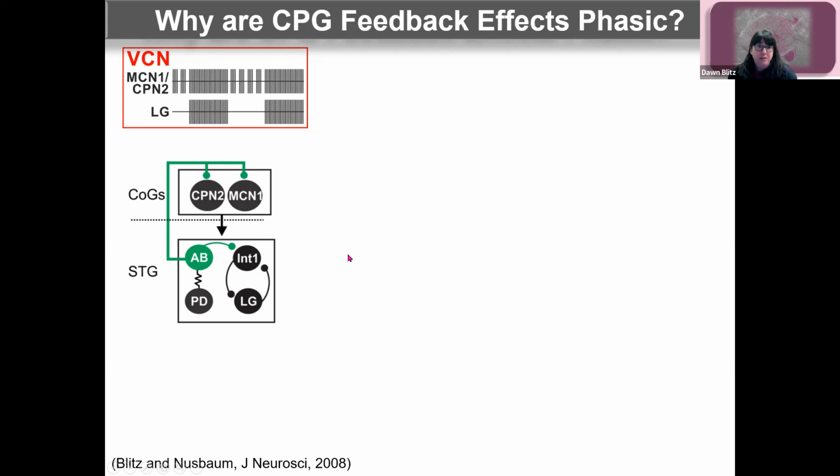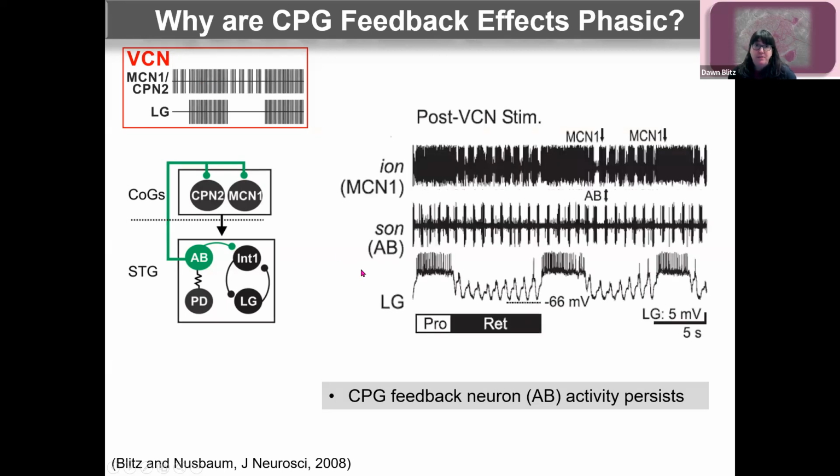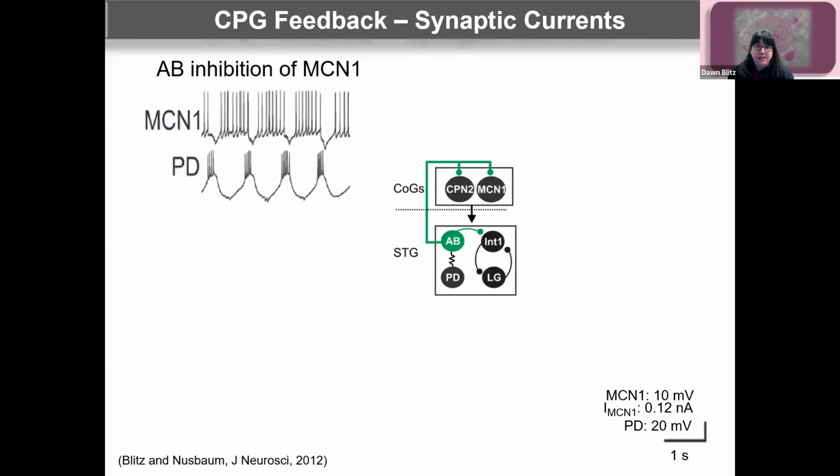And I can tell you that it's not because AB is turning off. So this is just a recording of AB in the SON. And during both retraction, when there is pyloric timing in the projection neuron, and protraction, when that pyloric timing goes away, of course, the pyloric rhythm is ongoing and you can see AB is firing its activity. So what is happening? And for this, I brought in my postdoc experience.